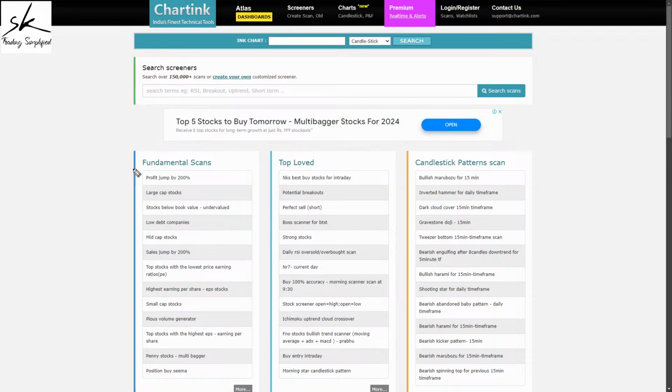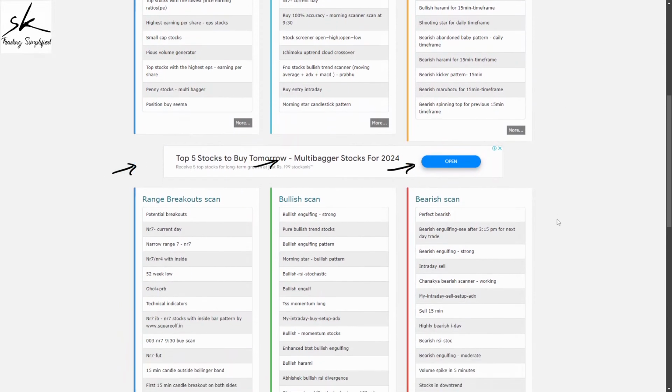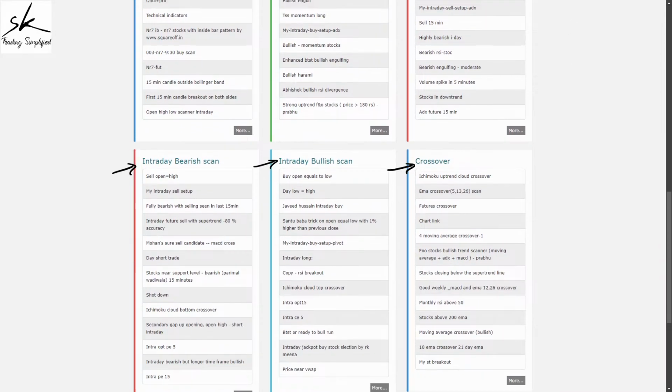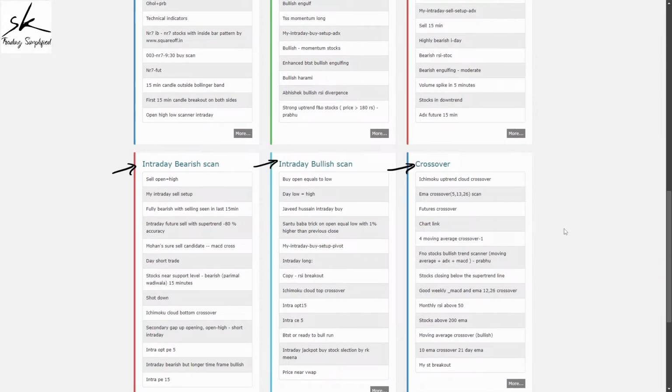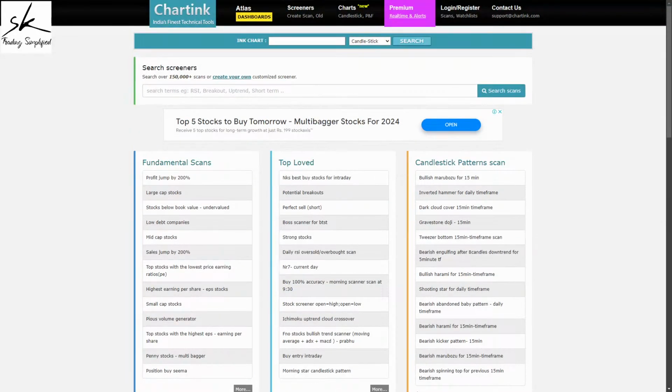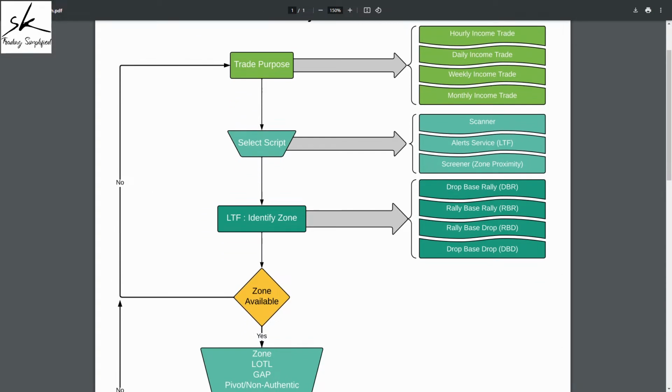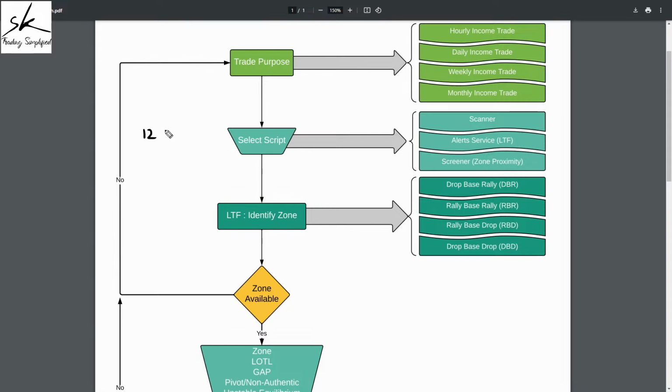Some of them are based on fundamental analysis. Then you have top gainers and losers, candlestick patterns, range breakouts, bullish scan, bearish scan, intraday bearish, intraday bullish, crossover. So n number of scanner screeners, and this is an example of one website. If you do a Google search, you'll be able to find a number of websites and a number of scanner screeners available to you. Now in this example, you saw that we got a list of about 126 symbols.